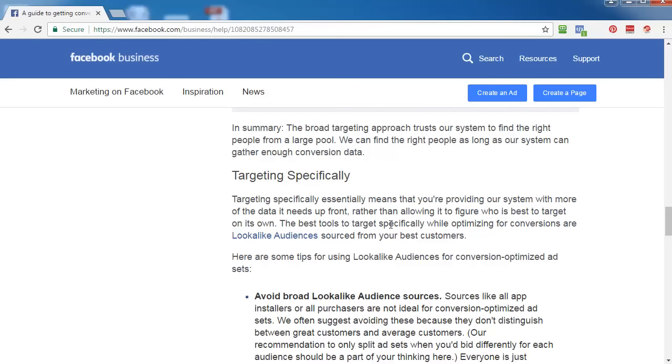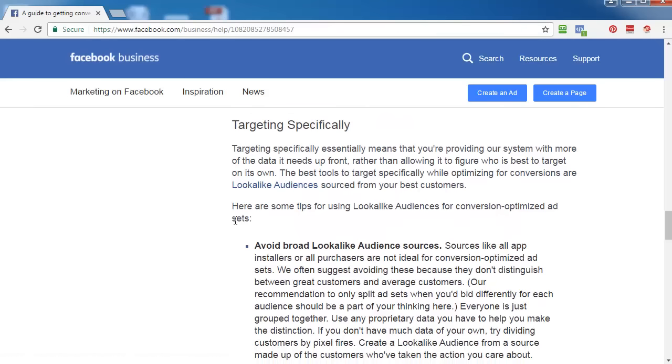The best tools to target specifically while optimizing for conversions are lookalike audiences sourced from your best customers. So when they say target specifically, it's not like us picking out high affinity interests. They're saying targeting specifically means lookalike audiences. Here are some tips for them.